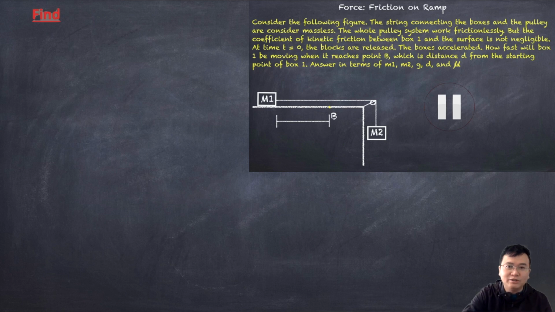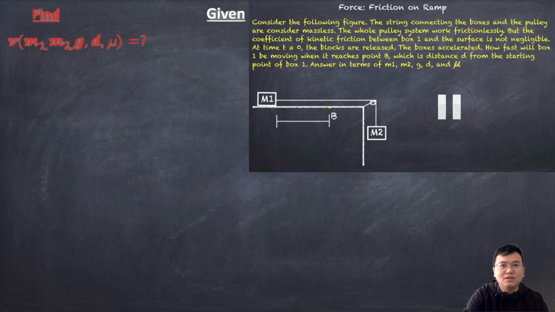So the first thing we need to do to solve this problem is list down what we need to find. In this particular problem, we need to find the function of velocity in terms of m1, m2, g, d, and mu. You've probably seen this in math class already, where you have a function of x, or a function of x and y. But for this problem, you have a function of m1, m2, g, d, and mu. I put a question mark here.